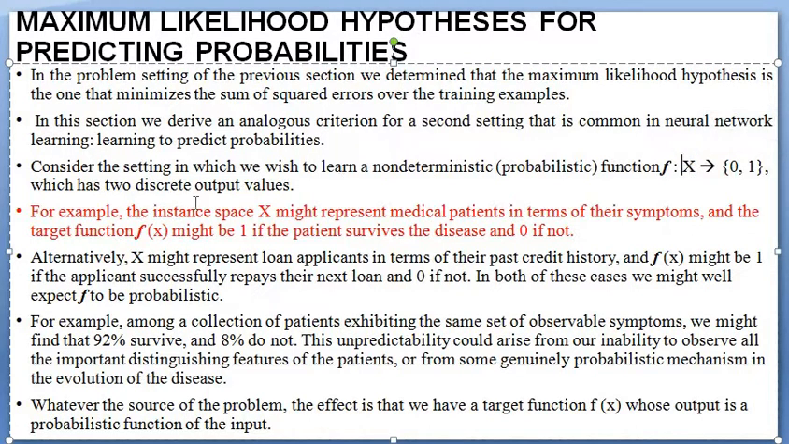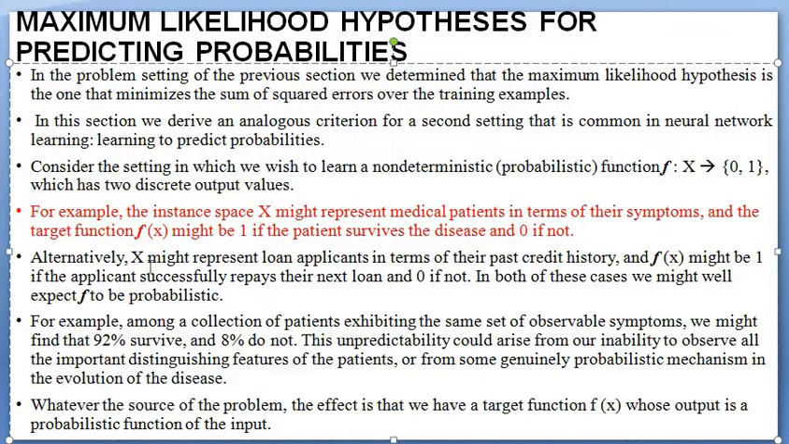For example, the instance space x might represent a medical patient in terms of their symptoms. So this is the input value, we are taking it as a medical patient's inputs, in terms of their symptoms, and their function f of x might be 1 if the patient survives the disease, and 0 if the patient does not survive the disease.